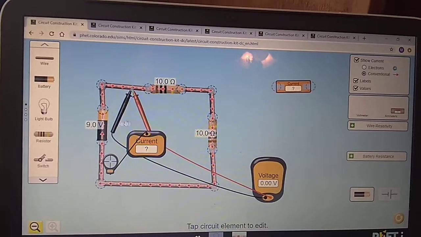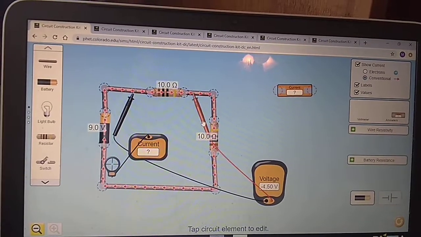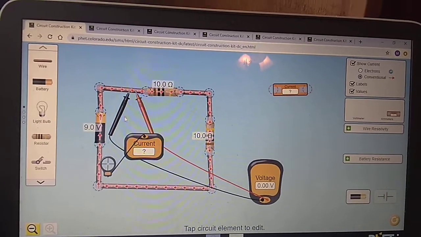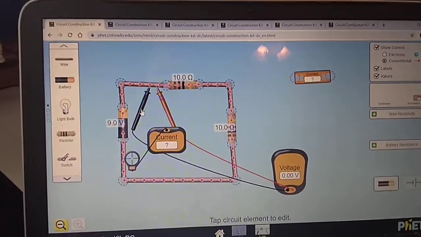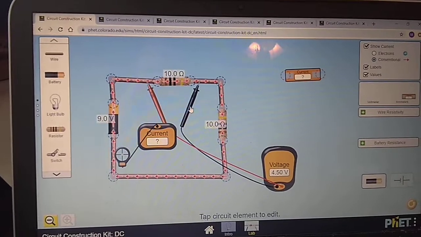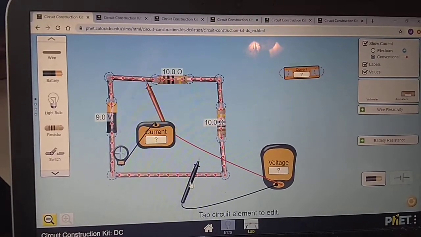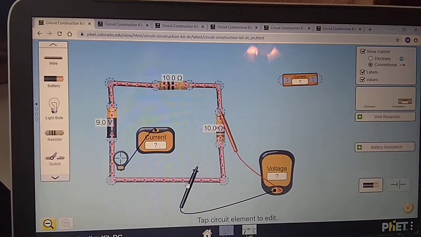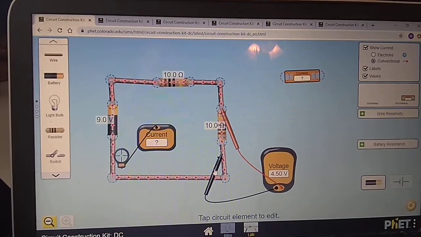Watch what happens if I switch their places. Nothing really major, you just get a negative sign up there. So red should always go leading into the thing that has the voltage drop, black goes after it. Now I can do the same thing over here on this resistor, and that voltage drop is also 4.5.